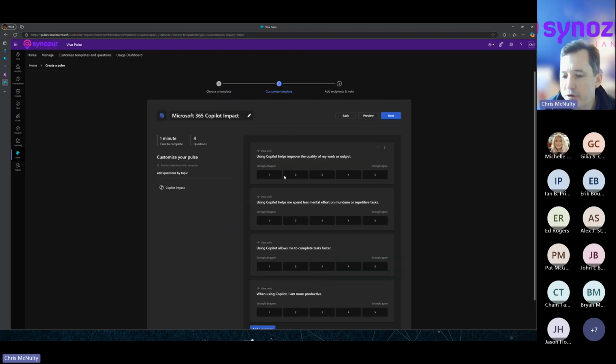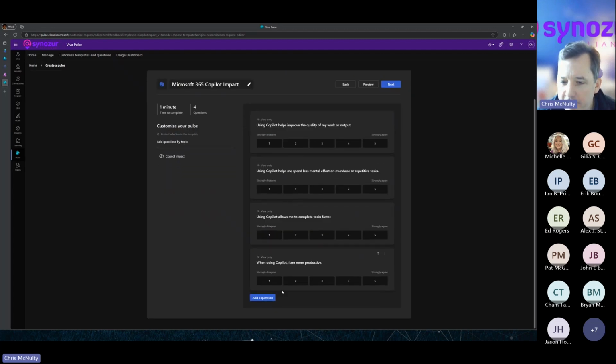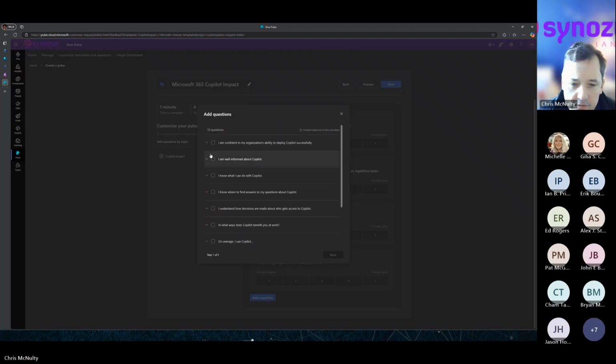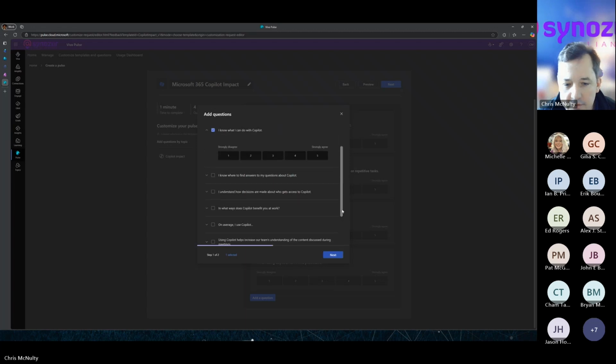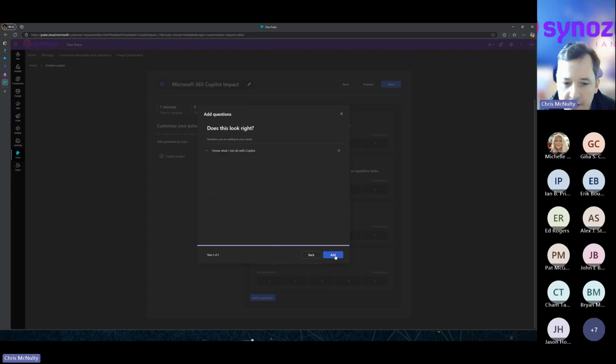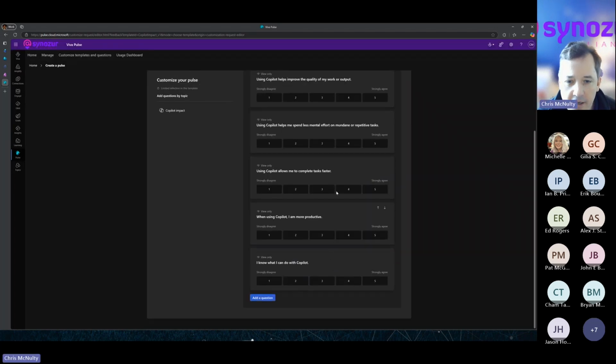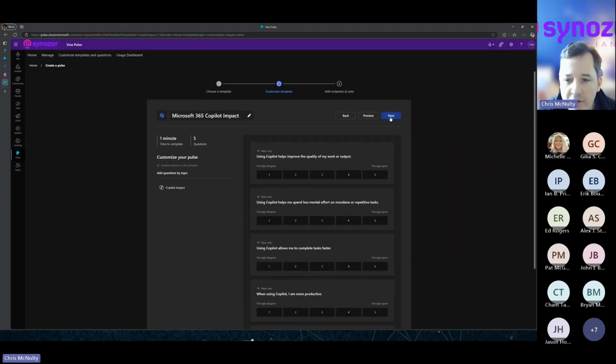Say, is this improving the quality of my work? Am I spending less time on information? And so you can also take these and you can add a custom question if you want to. I know what I can do with Copilot. So I've added a custom question. And then decide where I want to send this to.